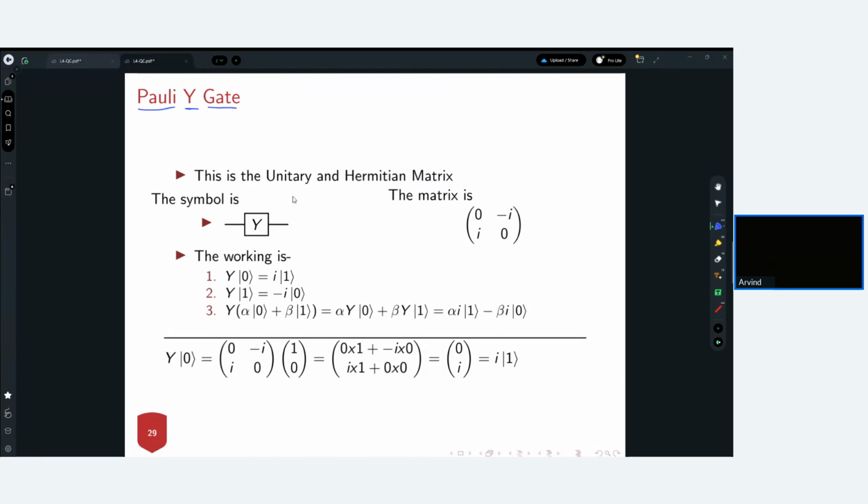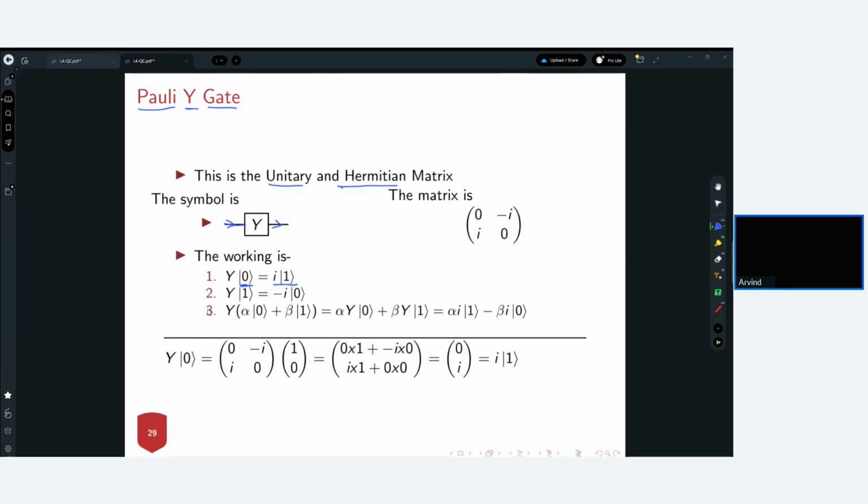The working of this gate is similar to the X gate, like it takes a single input and transforms the single input to a single bit output. And like the X gate, it is also a unitary and Hermitian matrix. But the working of this Pauli Y gate is like this. If the input is the qubit 0, it transforms that input into i times qubit 1.